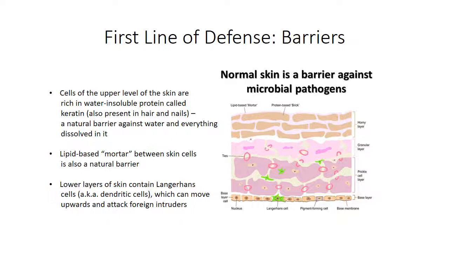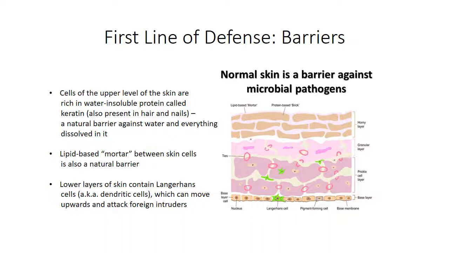Then the underlying layers of the skin, notice that they contain cells colored green in the slide which have appendages called dendrites. They are dendritic cells, and look, where did they come from? From the bottom layer of the skin, the basal or base layer. And they can actually move up through the layers above them. They're very motile cells.